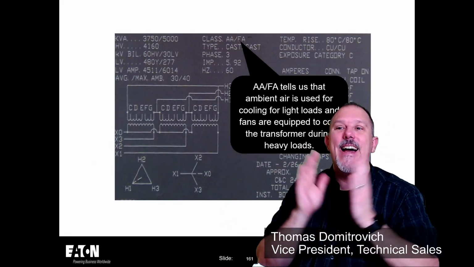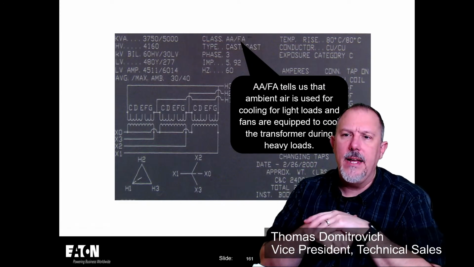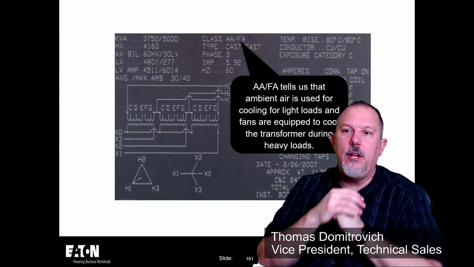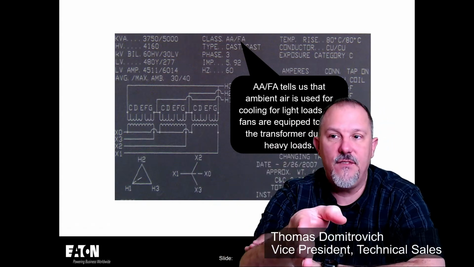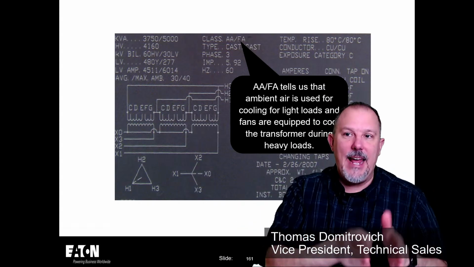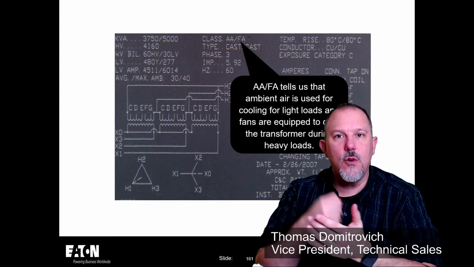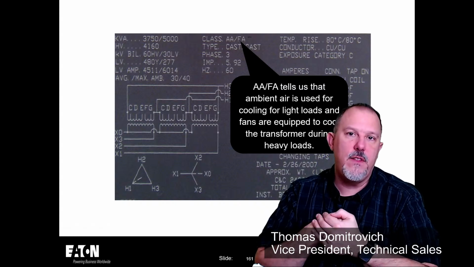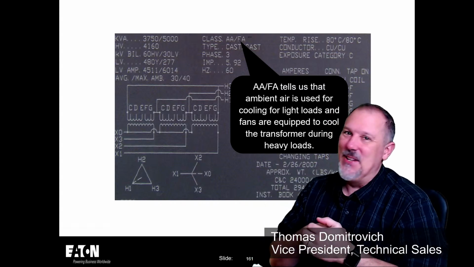Now, here is a nameplate for a 4160 to 480 volt transformer, and you'll notice it says 3750 kVA / 5000, and the class is AAFA. So it's telling me when my fans are working, I can put 5000 kVA out of this transformer.